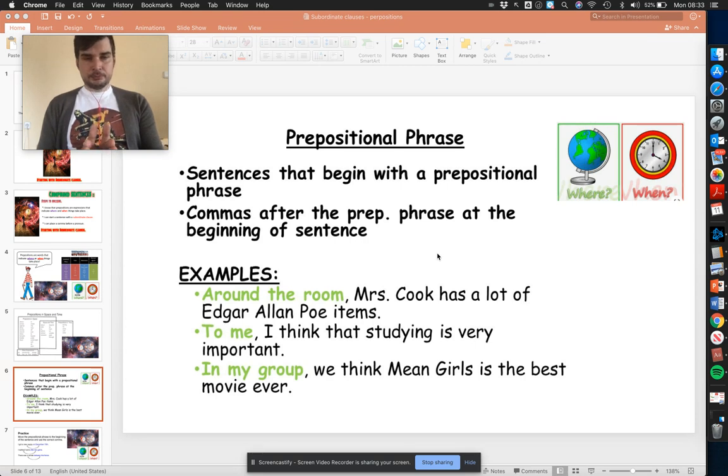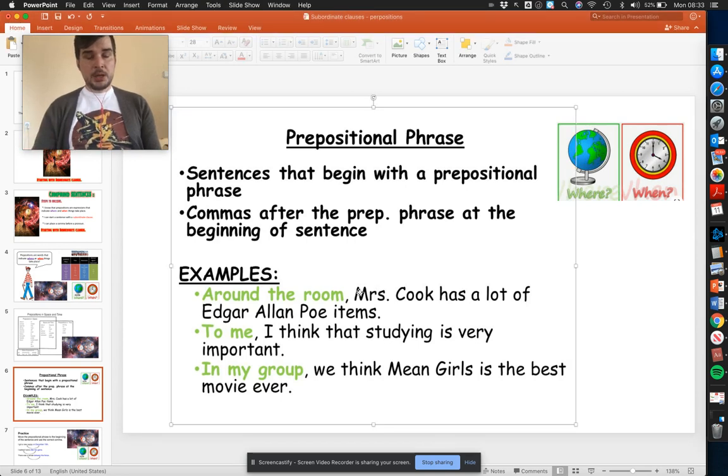Around the room, Mrs. Cook has a lot of Edgar Allan Poe items. Edgar Allan Poe was an author, brilliant author. He wrote a lot of spooky, not scary, spooky stories and poems. Really good author. So here you see, around the room, comma, Mrs. Cook has a lot of Edgar Allan Poe items.